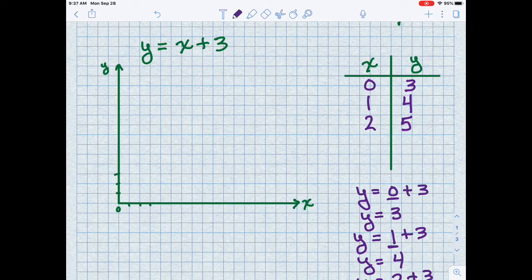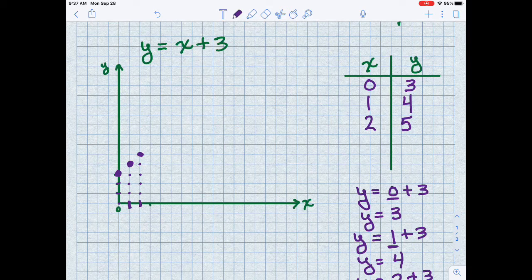If x is 0, that's right here, and y is 3, then we are going to go 1, 2, 3. That point is actually right here on the y-axis. If x is 1, that's right here, you can see me coloring, and y is 4. 1, 2, 3, 4. Goes right here. If x is 2 and y is 5. 1, 2, 3, 4, 5.